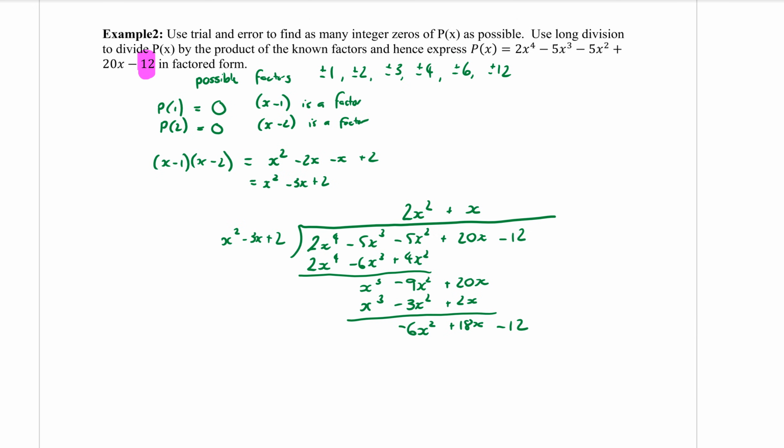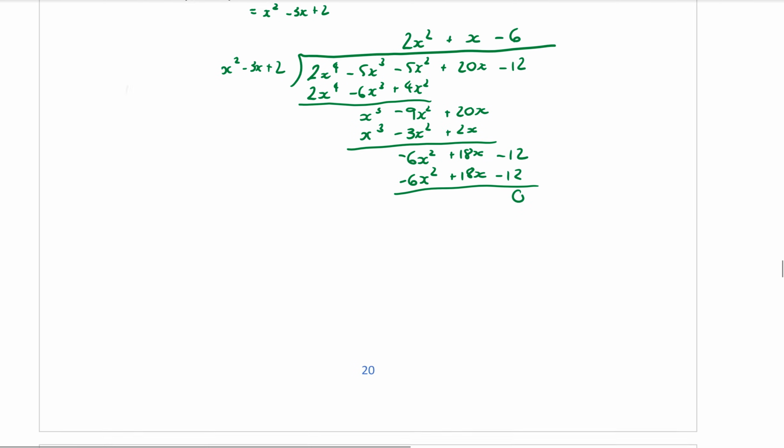Divide again. Minus 6x squared divided by x squared is minus 6. Timesing it out: minus 6x squared, minus 6 times minus 3 makes plus 18x, minus 6 times 2 makes minus 12, which means they're all the same there, so that's a remainder of 0. So I have got my polynomial.